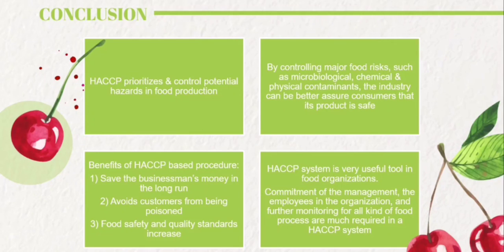So as a conclusion, HACCP prioritizes and controls potential hazards in food production by controlling major food risks such as microbiological, chemical, and physical contaminants. The industry can be better assured that its product is safe for consumers. Some benefits of HACCP-based procedure include, first, save the businessman money in the long run. Second, avoid consumers from being poisoned. And third, safety and quality standards increase.